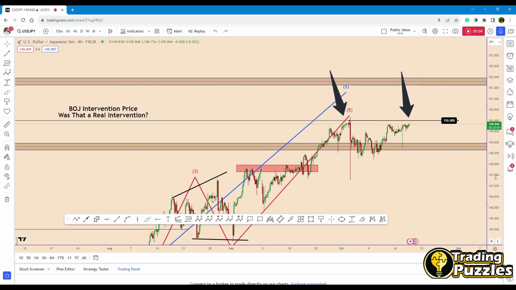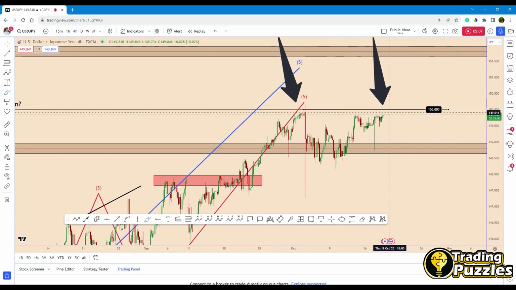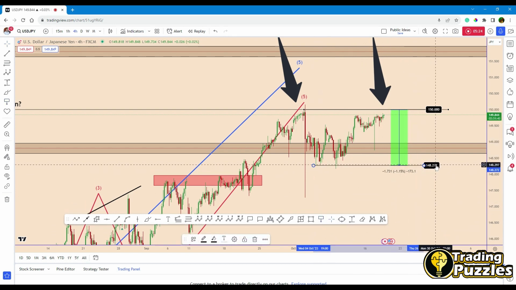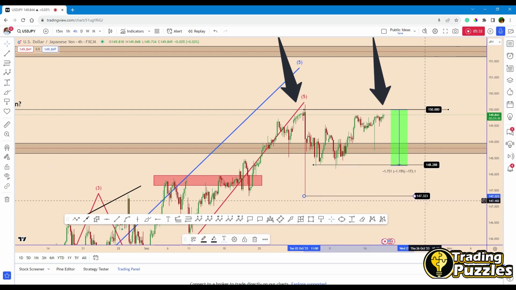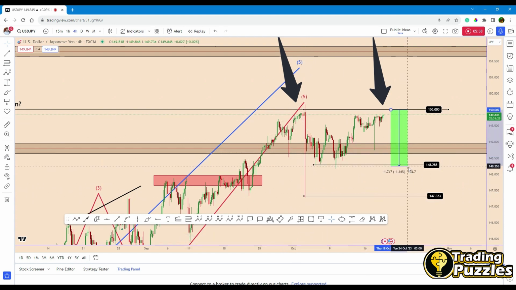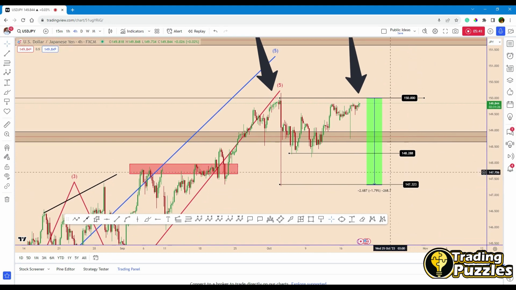In my opinion, I think that the price should react close to 150. So it is likely that we may have, as a minimum from this point, a move down of up to 170 pips, let's say, close to 148.30. It can be possible as a movement. And the maximum that we may have, considering that the price reacted in this way during the previous time, if the intervention is in the same way, we may have 268 pips.